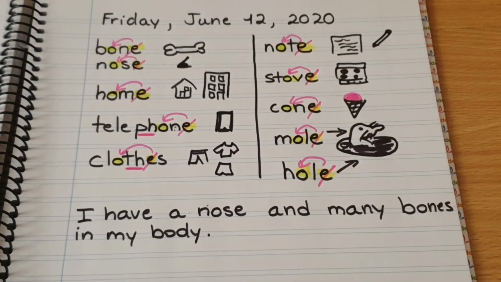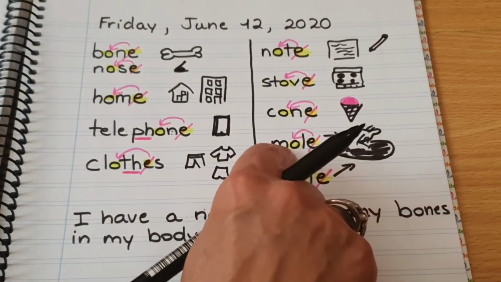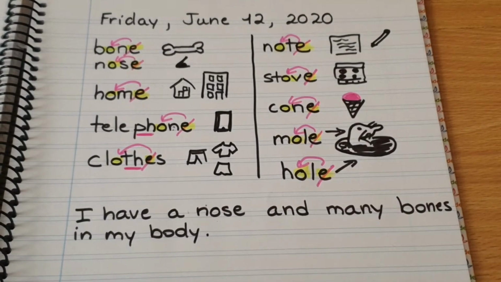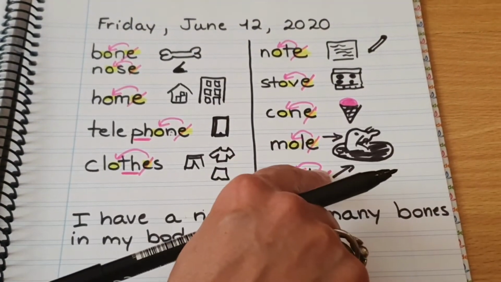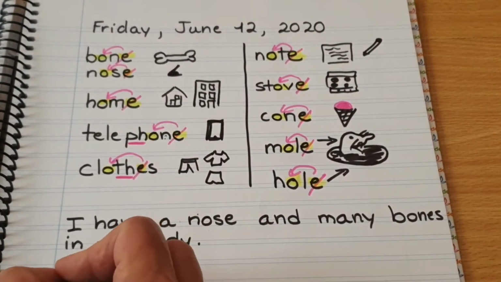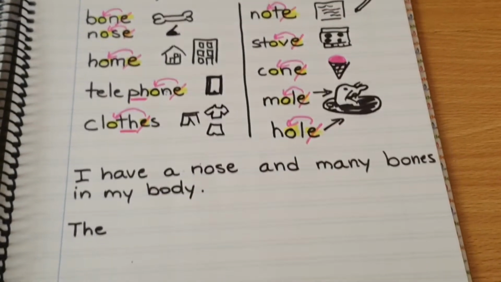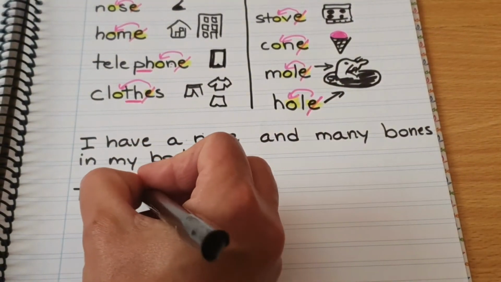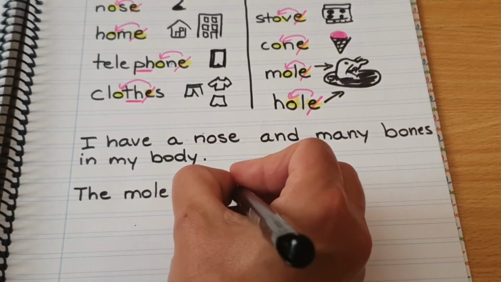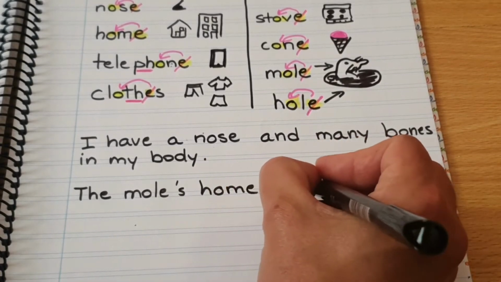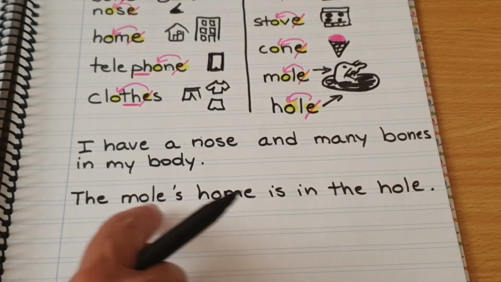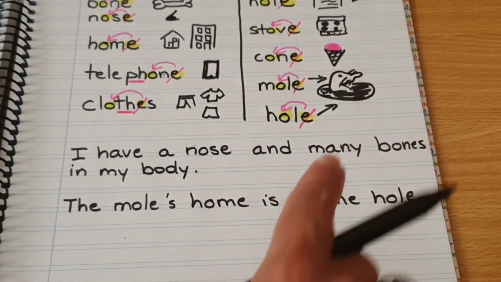What else are we going to write? How about the mole, the mole's home is in the hole, because the mole lives in the hole. Yes, so the mole's home is in the hole. The mole's, now you need an apostrophe S. The mole's home is in the hole. Ooh, we use 3 words with a magic E. The mole's home is in the hole, right? It's right there.